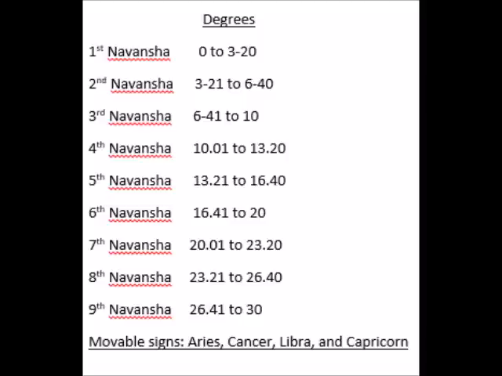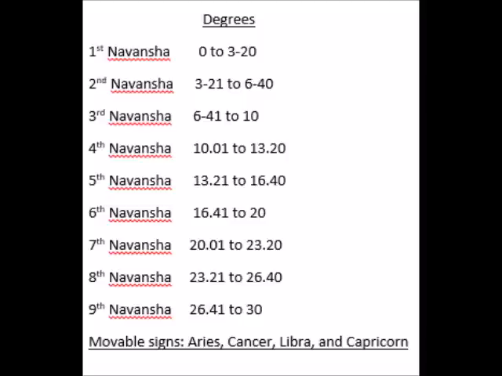just take that Navansha. In case it is not a movable sign, go on to the fifth sign from where it is sitting. And if the fifth sign is also not a movable sign, then go on to the ninth sign from where this planet is sitting, and then count the Navansha from that particular sign, and whatever zodiac sign it falls in, that will be the Navansha where that planet will be sitting in the Navansha chart.